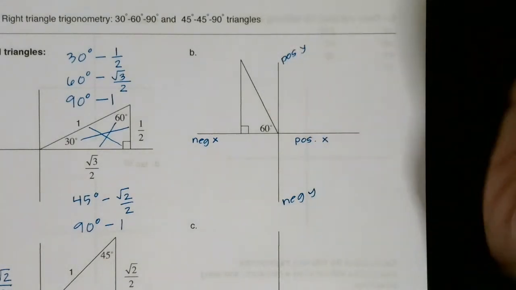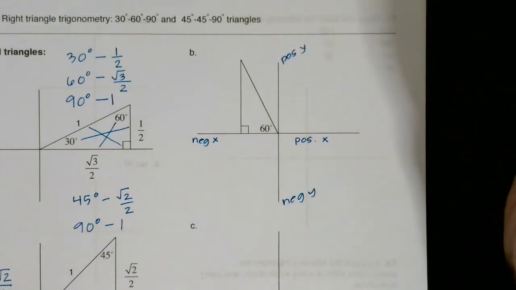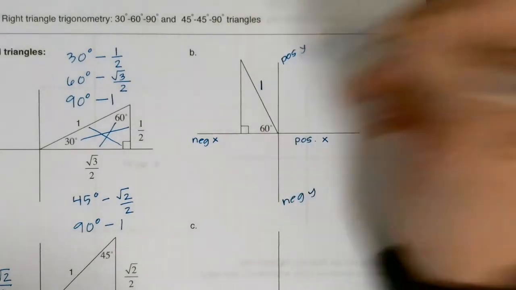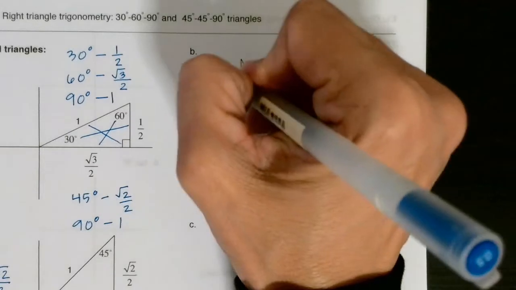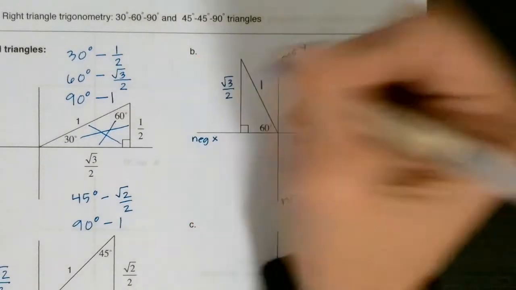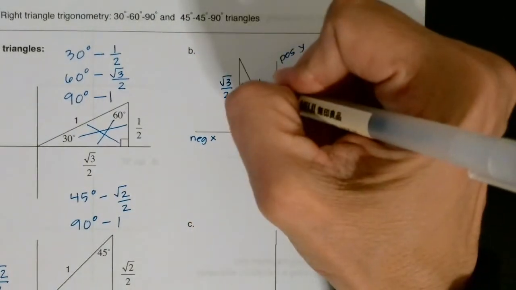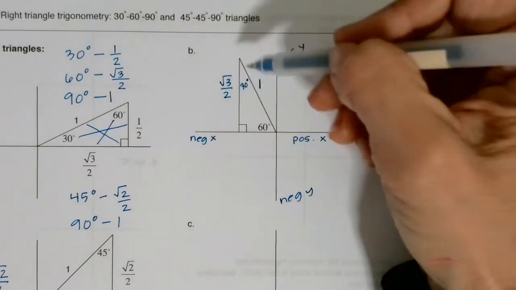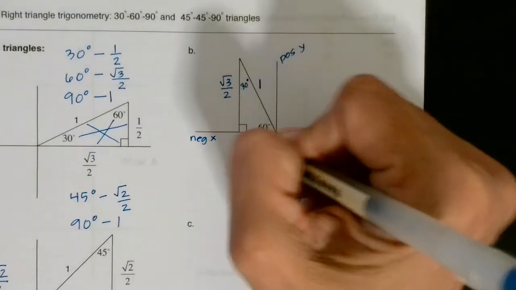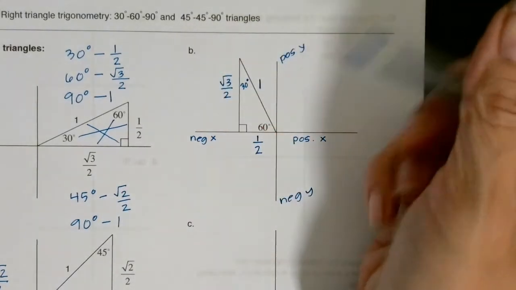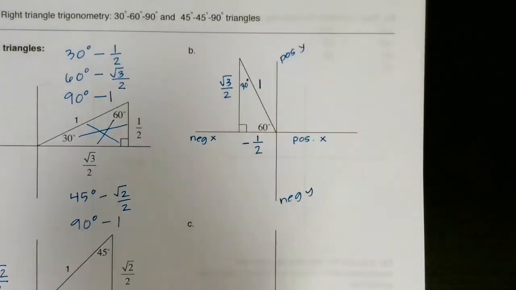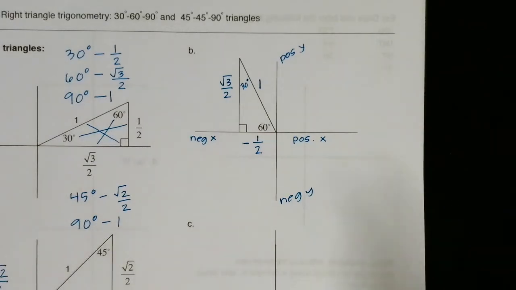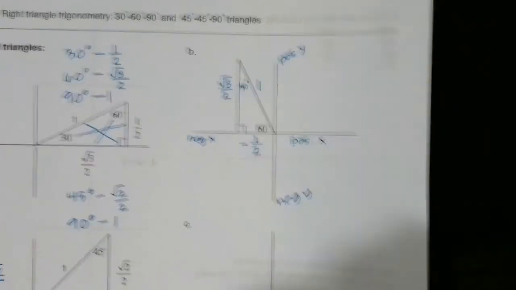60 degrees, oh my gosh, 60 degrees is part of a special triangle, so I know the hypotenuse is 1. Opposite 60 degrees is always root 3 over 2. The other missing angle is 30 degrees. Opposite 30 degrees is 1/2, but it's not positive 1/2 because I'm on the negative x-axis, so it's negative 1/2. Okay? Great. Not too bad at all.